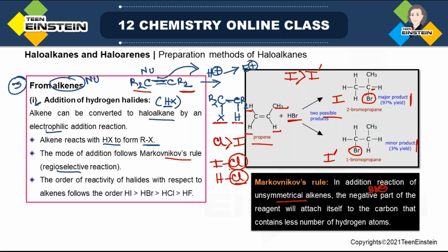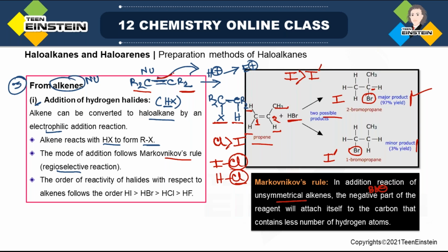Okay. So it is saying that the negative part of the reagent will attach itself to that carbon which contains a lesser number of hydrogens. So suppose this is carbon number 1, this is carbon number 2. Carbon number 2 contains a lesser number of hydrogens. So bromine will be attached to that carbon. That is why it is the major product. You can keep this rule in mind, but why it is actually occurring, that you have to understand.